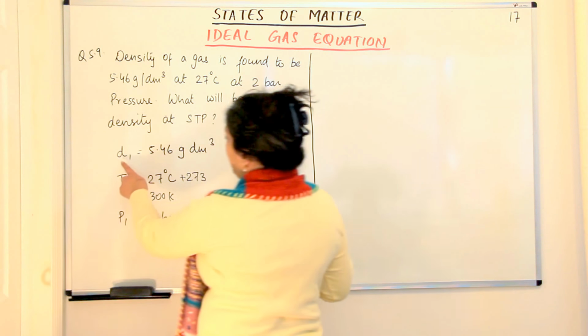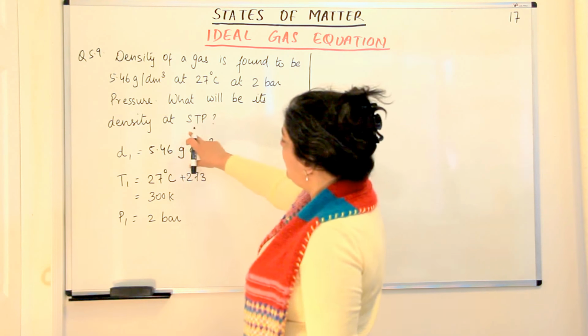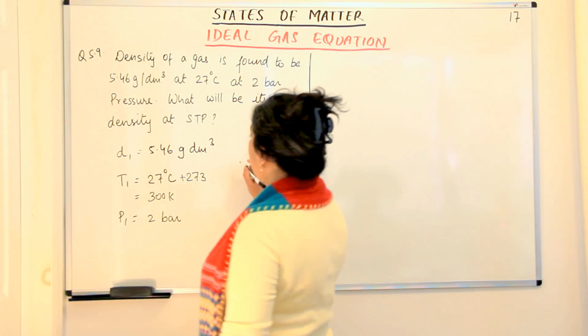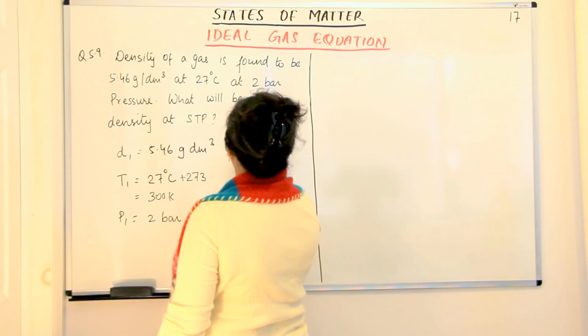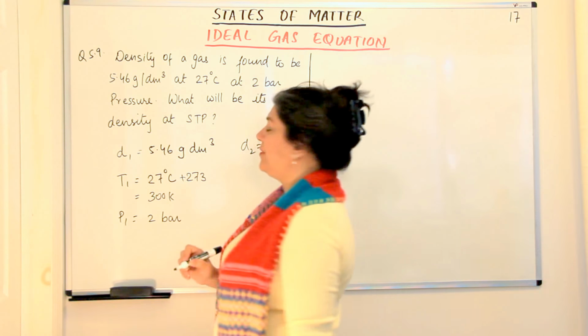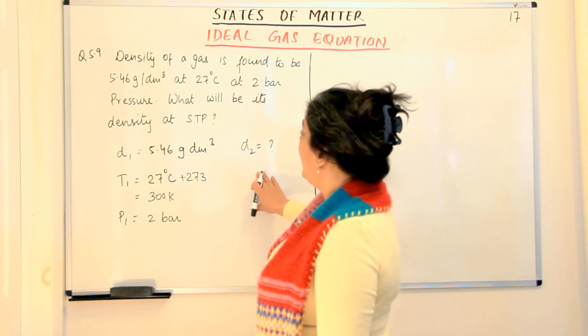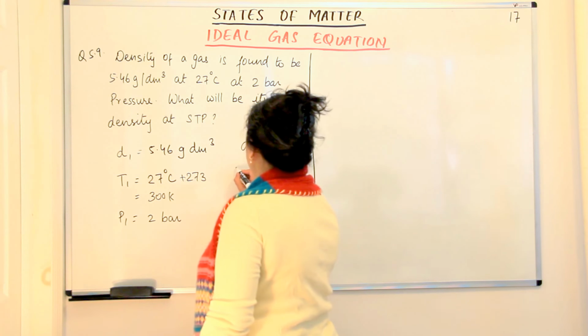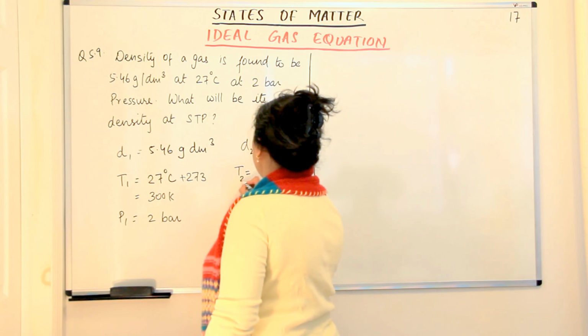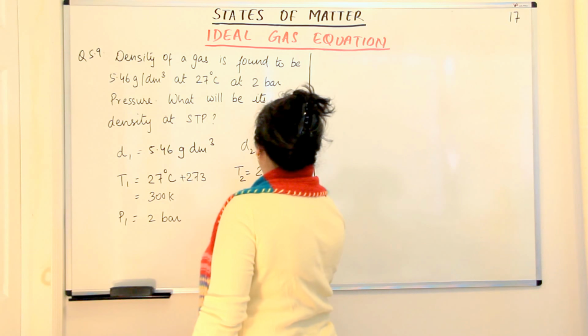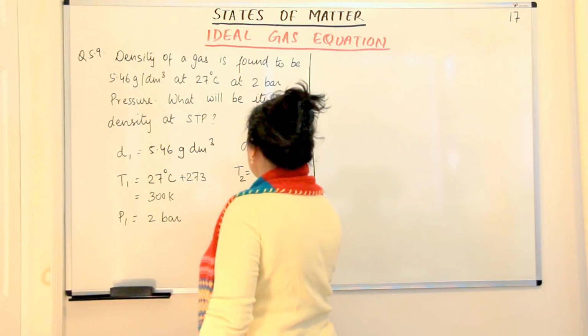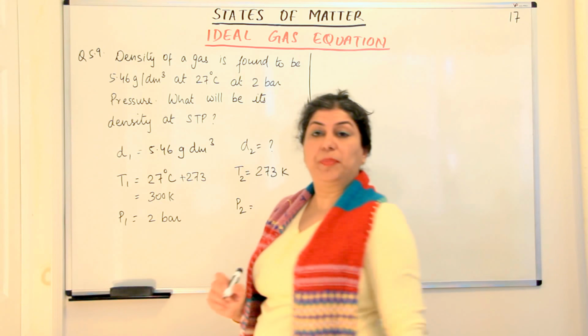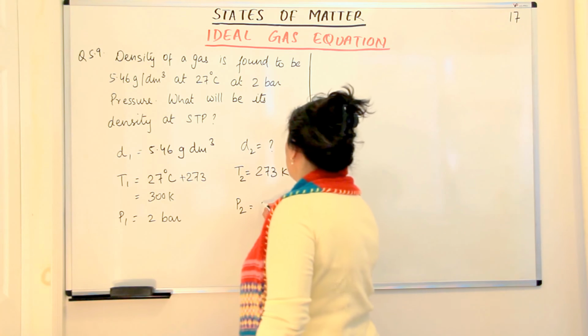Now we are supposed to find out the density at standard temperature pressure. So what is standard temperature? We are looking for D2. Let us say density at standard temperature pressure is D2. Then what would standard temperature be? We know standard temperature is 273 Kelvin. And what is standard pressure? Let us call it P2. Standard pressure is 1 bar.